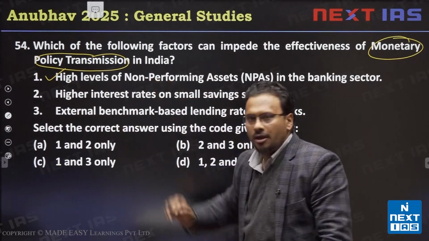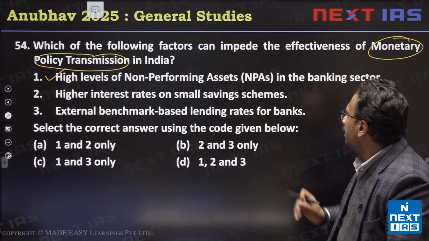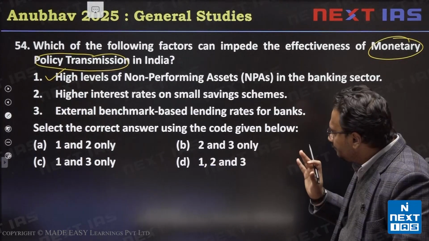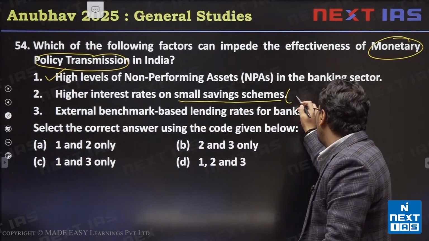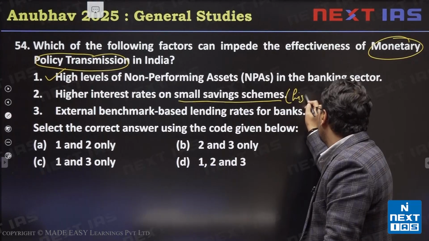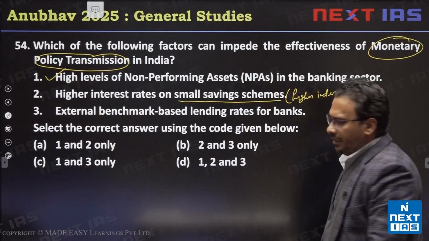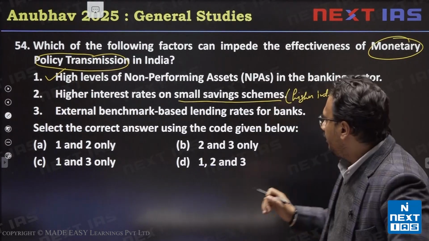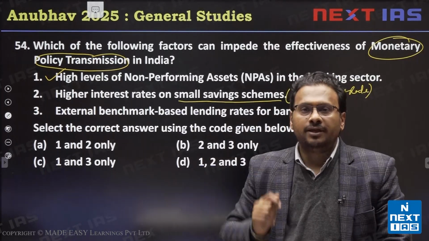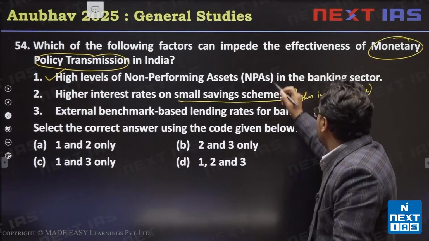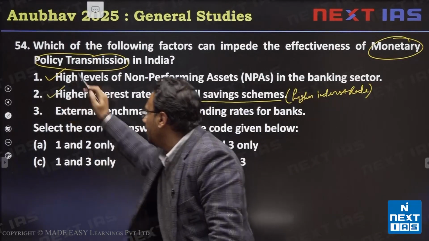It will definitely impede this monetary policy transmission. Second, higher interest rates on small saving schemes. Small saving schemes are providing higher interest rates, and this ultimately forces the banks to raise their deposit rates. This will definitely go against the very basics of monetary policy transmission. They will definitely impede it, so statement 2 will be correct.